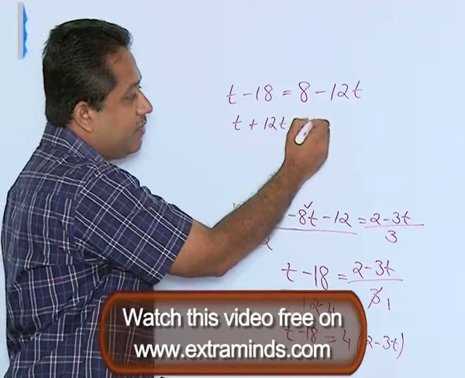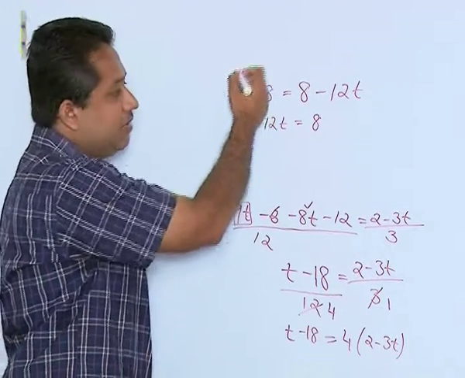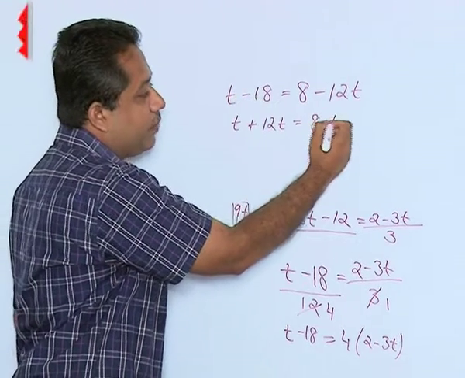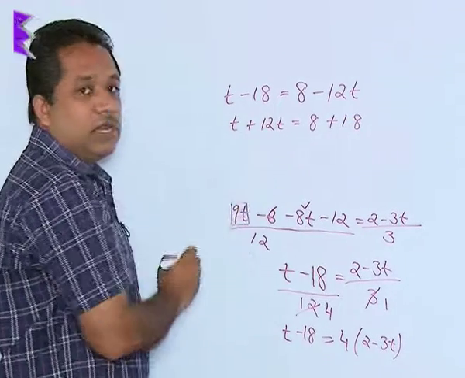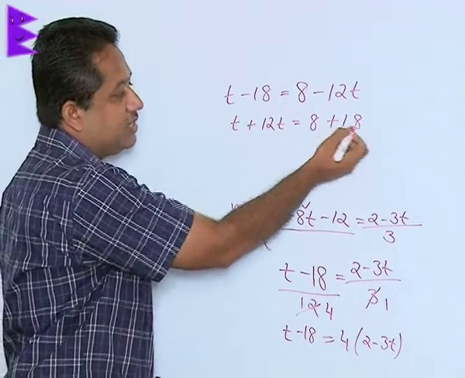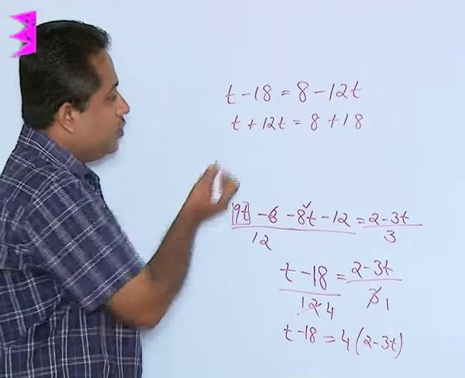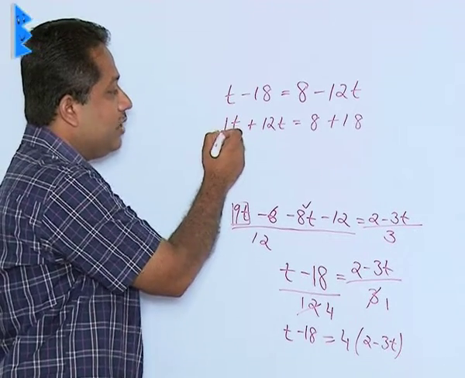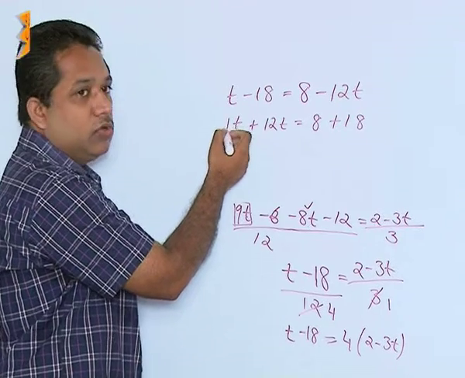On the right side, you are having the number 8, and this is a negative 18. The negative 18 will be transferred to the right side. So, the minus 18 will become positive 18. So, here we are going to get t plus 12t, and on the right side 8 plus 18. Now, how do we add t and 12t? There is no number written in front of t, which means that the number is actually 1. But it is not necessary to write 1t, and we usually do not write it.